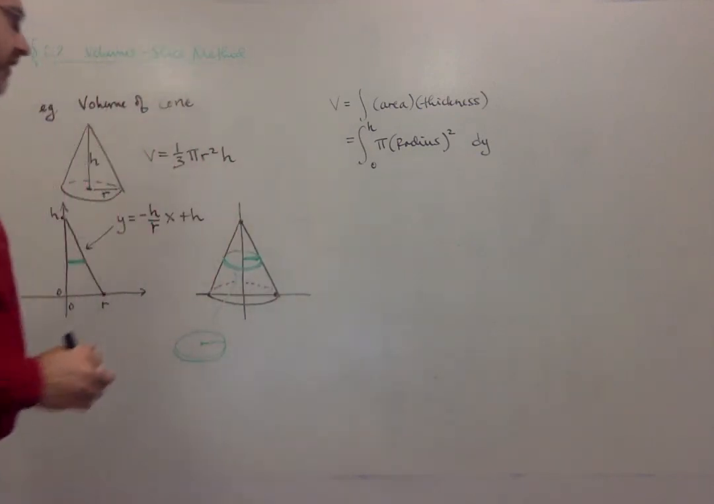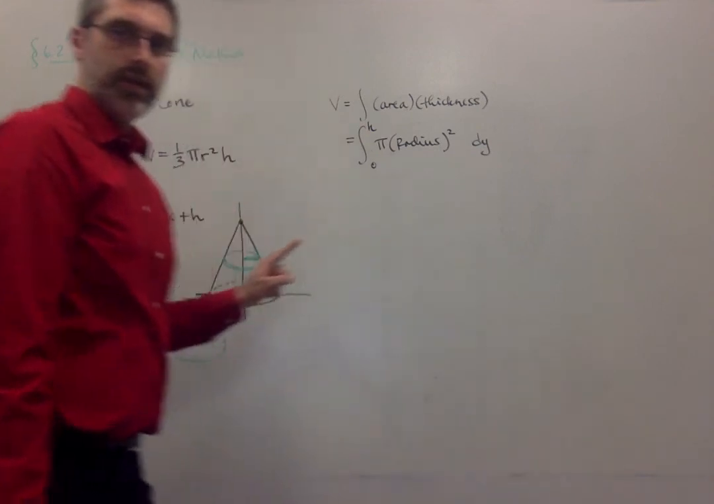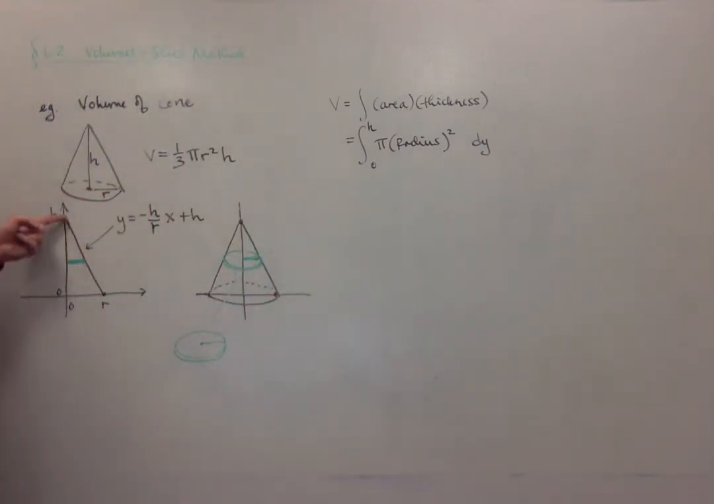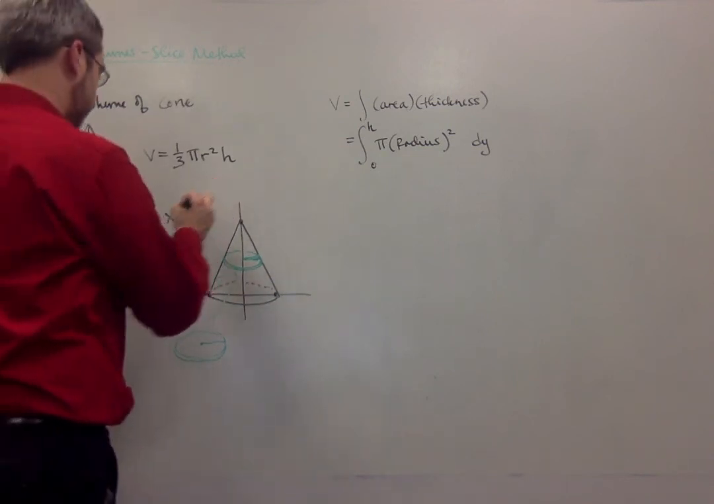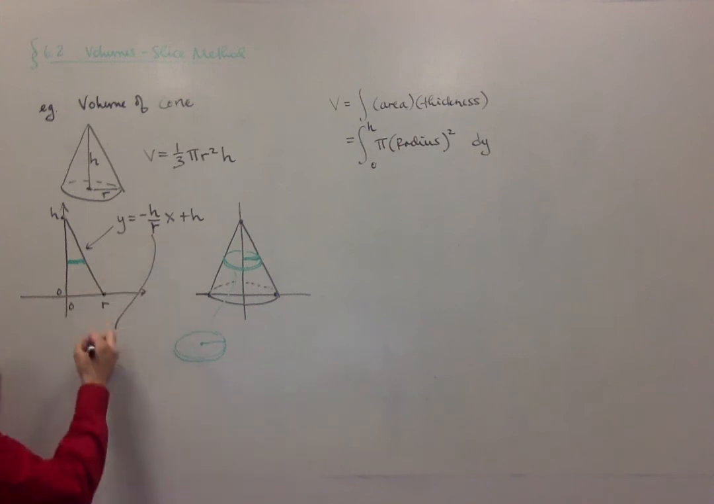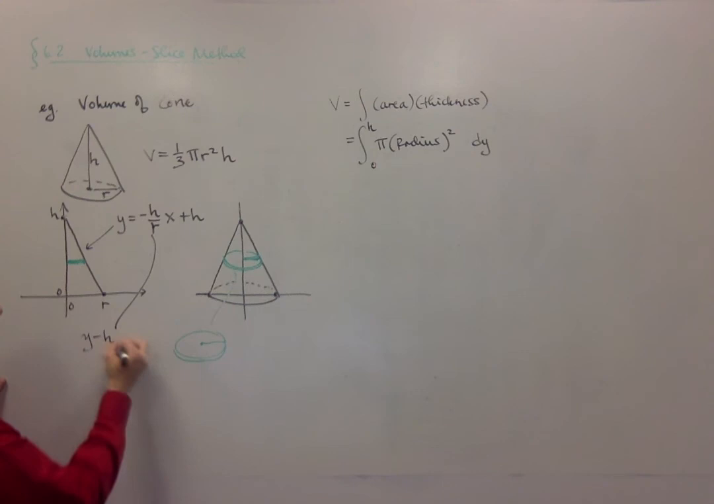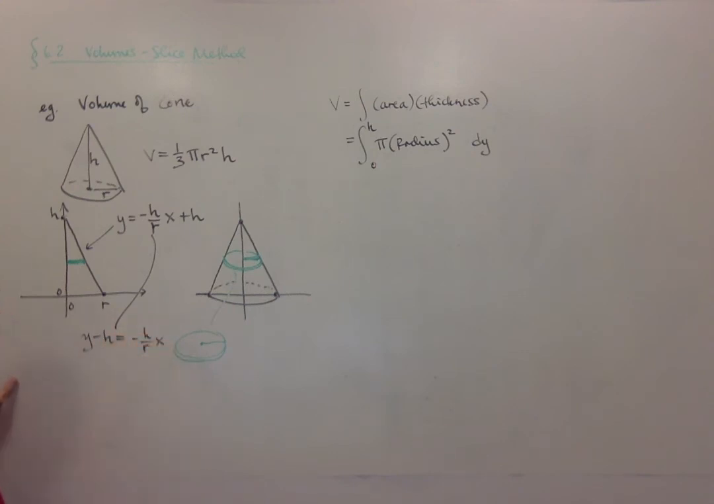Now we just have to figure out what that radius is. Well, we're integrating with respect to y, so the radius is this function, but we need the function in terms of y, not in terms of x. So we're going to need to solve this for x. So let's take this over here, and let's solve for x here. So we're going to take y, and we're going to subtract h. Okay. Then we're going to multiply through by negative r.